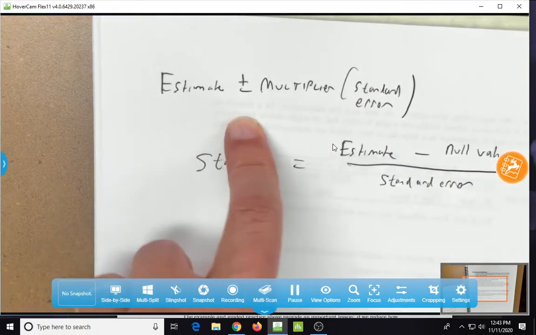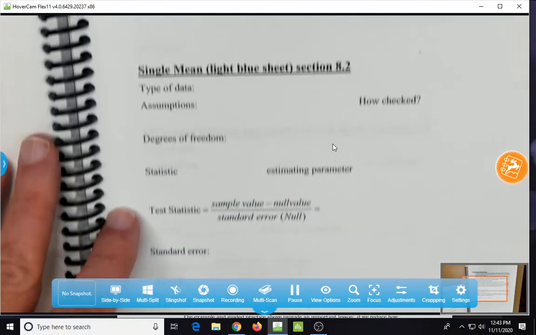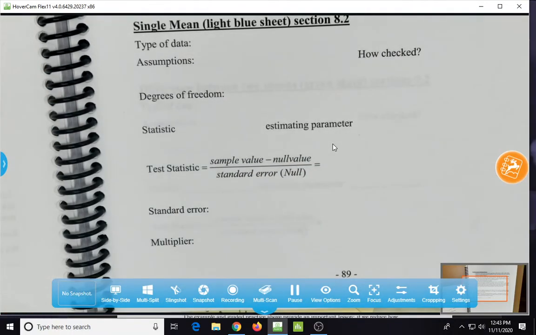For a confidence interval, we have our estimate plus and minus our multiplier times our standard error. That's the general form of the big five. And if you're looking at a z statistic or a t statistic, it's the difference between our estimate and our null hypothesized value divided by the standard error. So let's just do the first one. You don't have to memorize the standard errors of all these, but it's good to become familiar with them, so that you've almost memorized them. So here we have the light blue sheet of section 8.2.